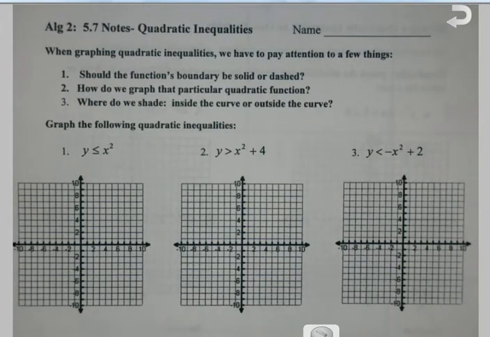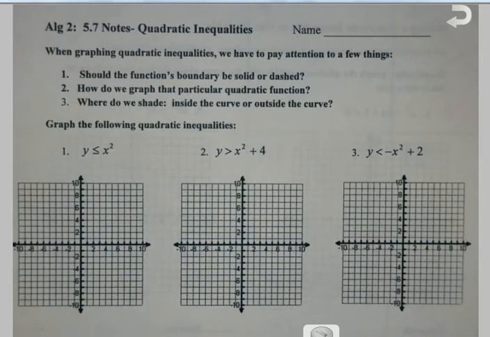So, when we get into quadratic inequalities, basically we're going to combine graphing parabolas with shading with interval notation. So it kind of puts it all together. It's a nice review, but hopefully if you've missed out on something before, it gives you a chance to see it again.